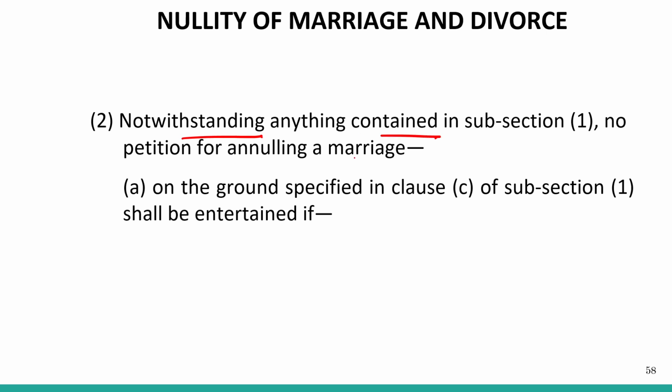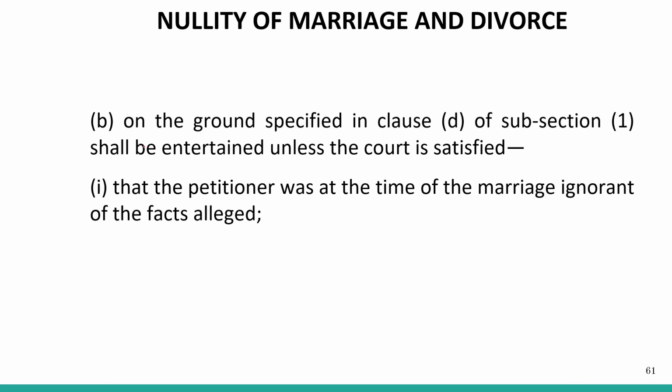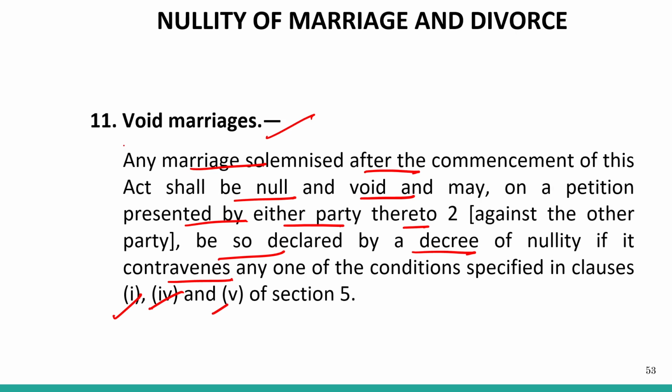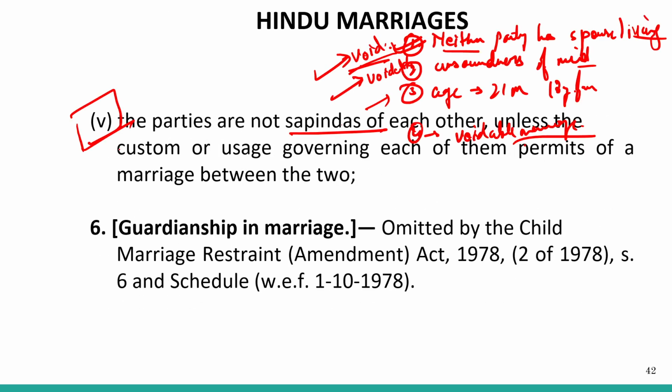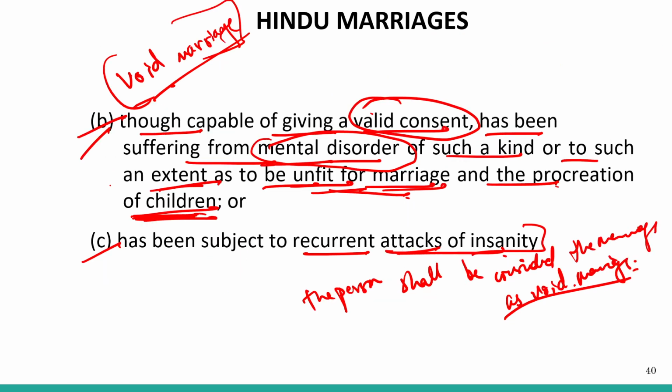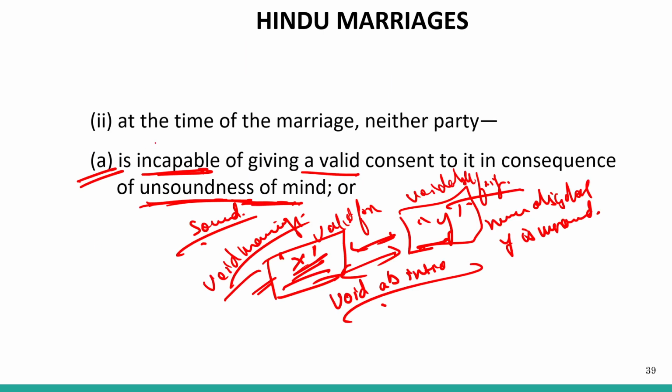Notwithstanding anything in subsection 1, no petition for annulling the marriage on the ground specified in clause C of subsection 1 shall be entertained if the petition is presented late. Now, that is not something you need to understand in depth. So we have discussed all the important conditions that need to be fulfilled. When you talk about condition 1, if this is true, the marriage will be considered a void one at the time of marriage.